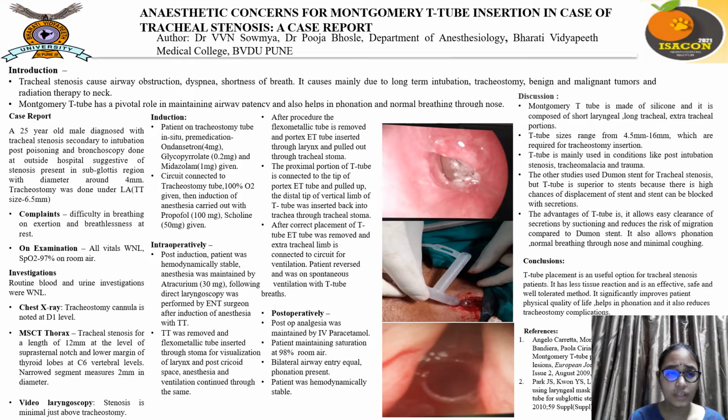Investigations: routine blood and urine investigations are within normal limits. Tracheostomy cannula is mounted at D1 level, and MSCT thorax shows tracheal stenosis for a length of 12 mm at the level of the substernal notch and lower margin of the thyroid lobes at C6 vertebral level. Narrowed segment measures 2 mm in diameter. Video laryngoscopy shows stenosis is minimal just above the tracheostomy.